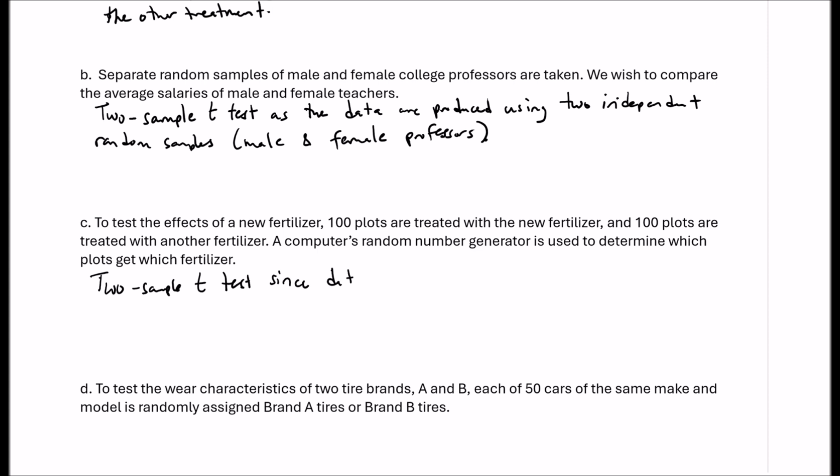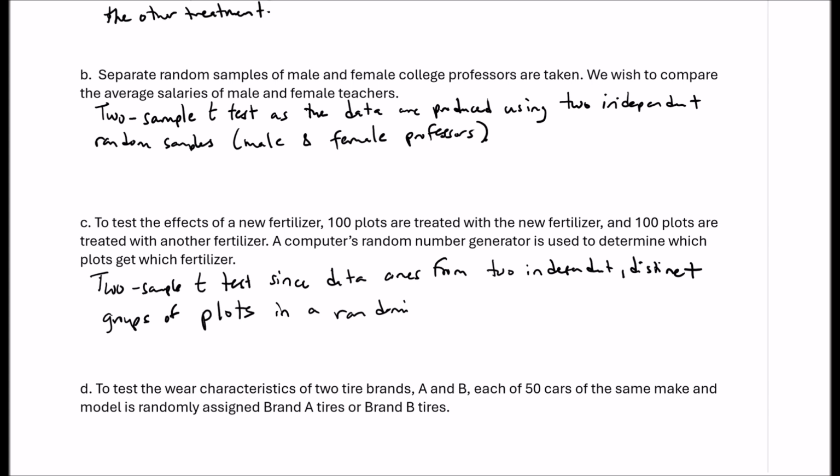Since data comes from 2 independent, distinct groups of plots, or we could say in a randomized experiment. Okay.